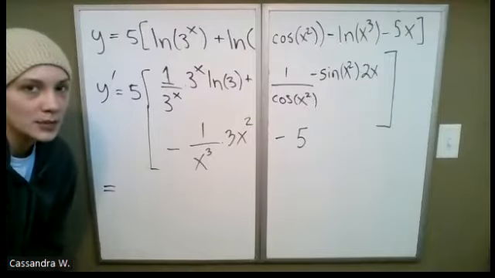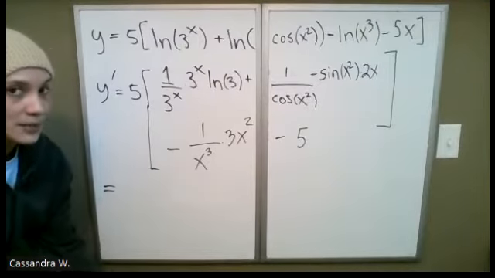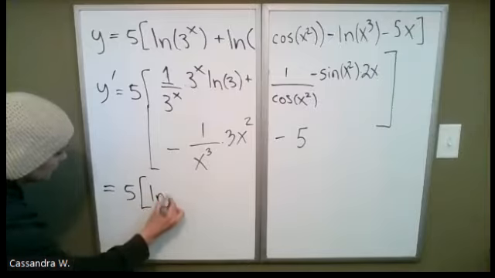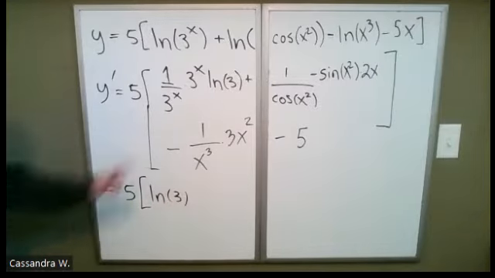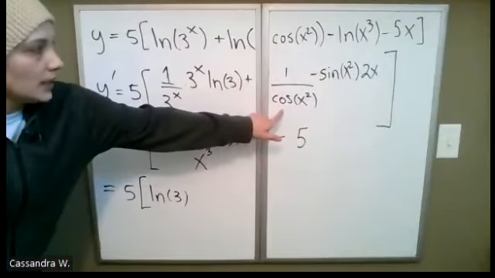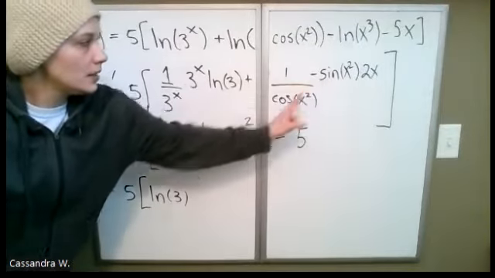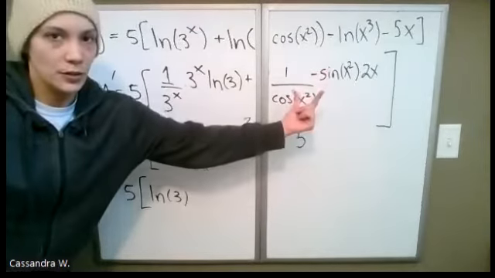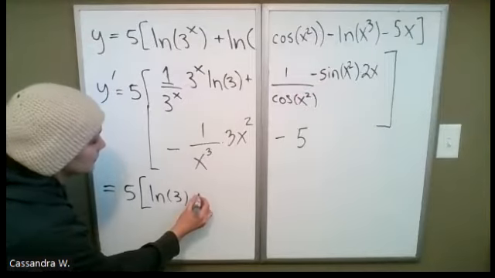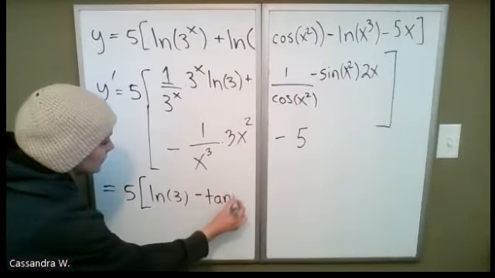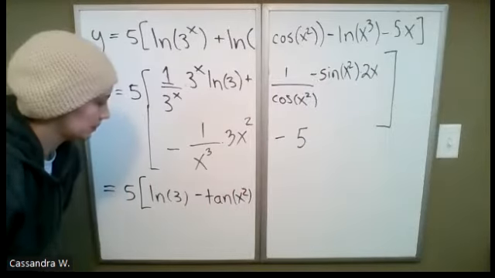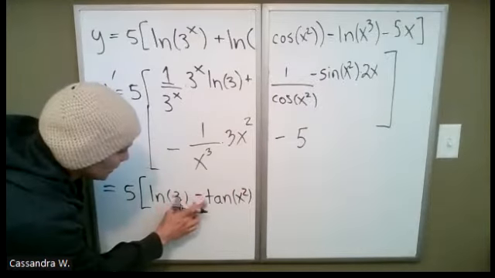Okay, so I simplify this and I have 5 times ln of 3. So I have those 3 to the x is reduced to 1. Plus negative tangent of x squared times 2x, which I'm going to put in the front.